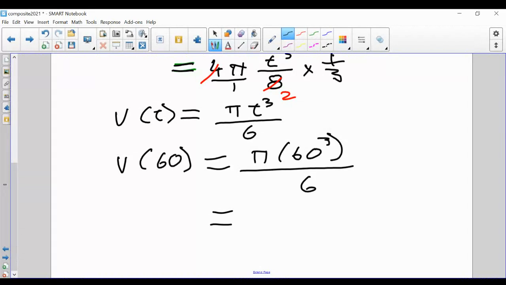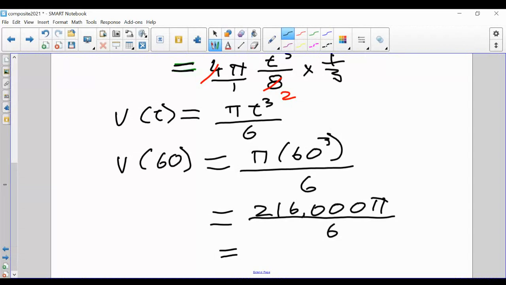60 to the power of 3, 216000. All right, this is what I'm getting. So 216000 pi divided by 6. So that divided by 6 gives me 36000 is what I'm getting, pi.